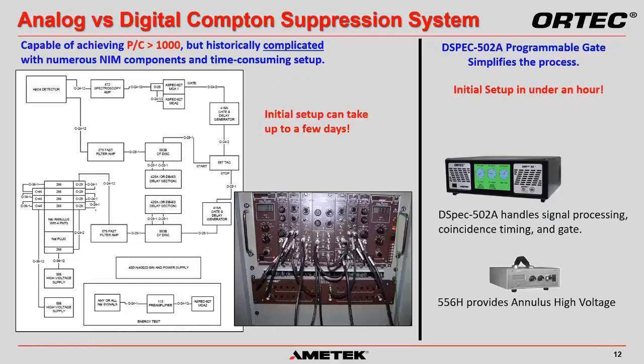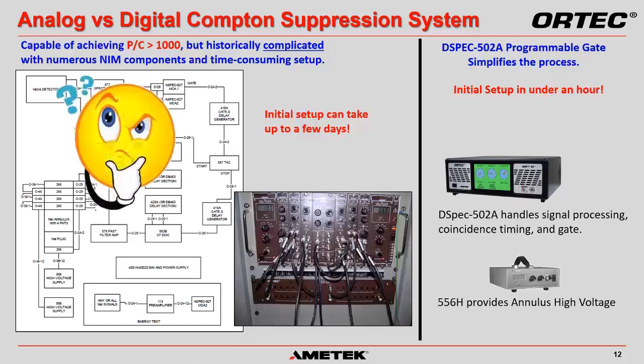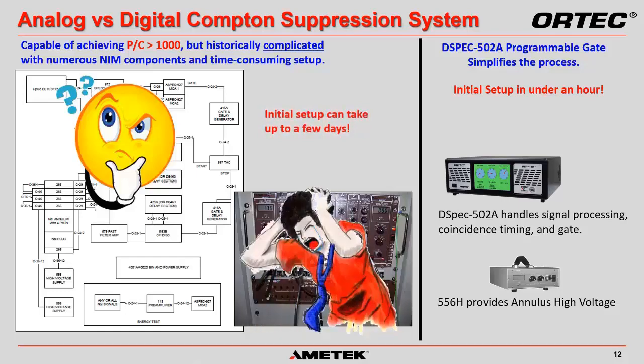Compton suppression systems capable of achieving peak-to-Compton ratios greater than 1,000 to 1 have actually been around for many years, but they were very complicated to set up and maintain with numerous NIM modules. Most of us wouldn't have a clue where to even start with this complex configuration. An initial setup can take up to a few days even by the experts, so imagine how frustrating this type of system must be in the field and why the concept has not been adopted more broadly in the market.